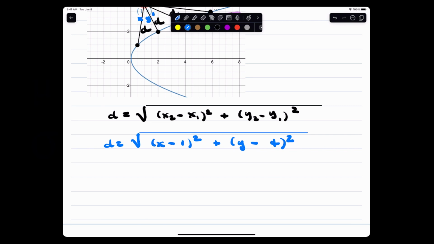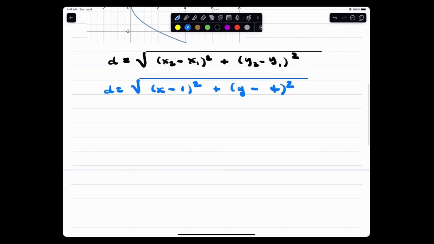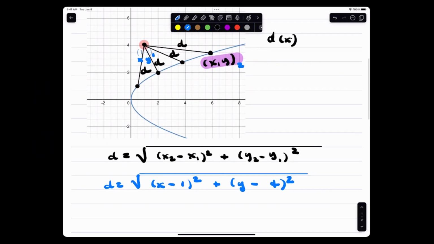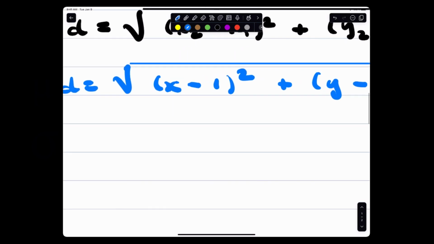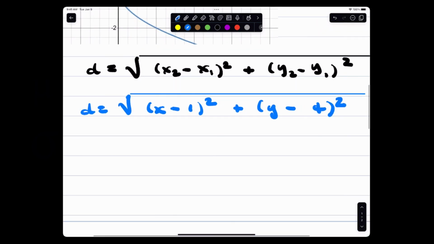Okay, and then you might say, all right, well, what do we do with this now? So D is a distance formula. That's going to be your function. But the problem is you have two variables. You have the x variable and you have the y variable. We want to use only one variable.